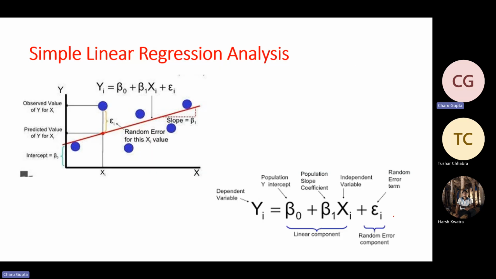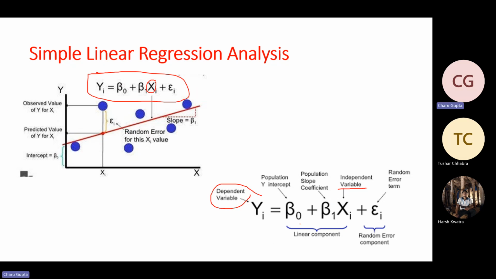Now, what is linear regression about? When I talk about anything linear, we talk about a linear equation. We have a line. In linear regression analysis, the line is y equals beta naught plus beta 1 x plus epsilon. We can say that this x is the independent variable, which is not depending on anyone, and y is the value which I want to predict.